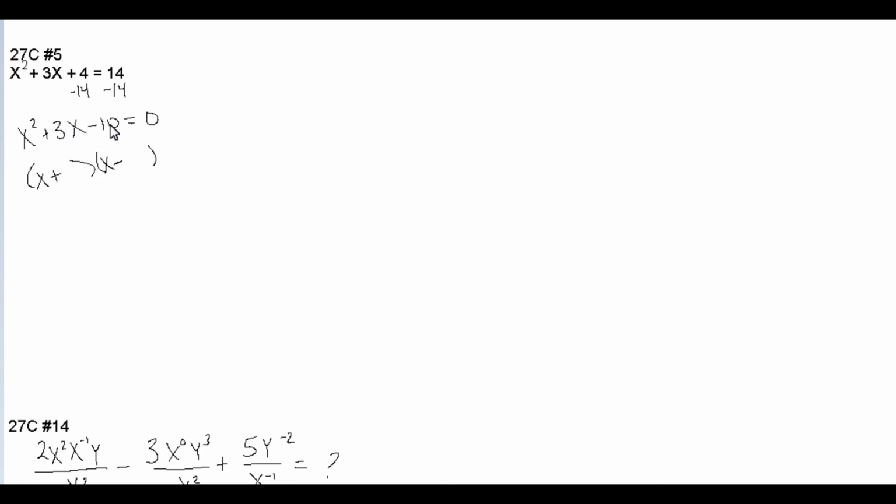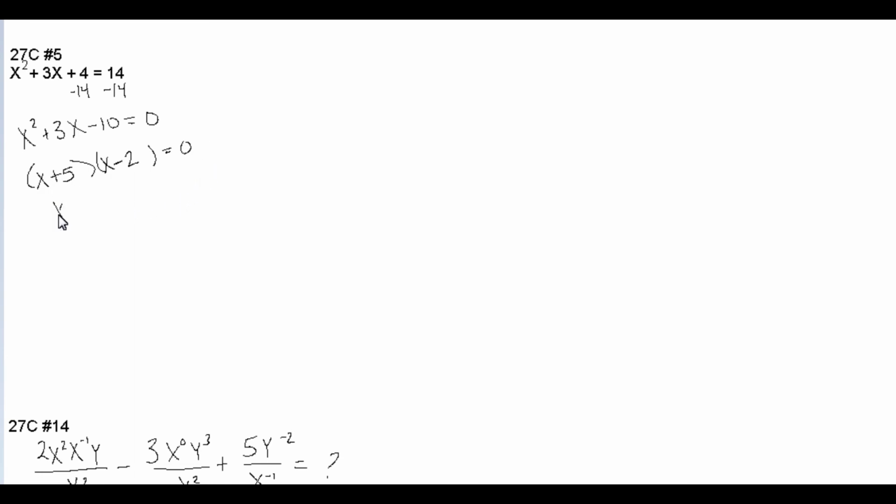So 10 and 1 would subtract and get us 9. The other choice is 5 and 2, and 5 and 2 subtract to get us 3. So we know that it's 5 and 2. Where do we put the 5? Where do we put the 2? Well, it's a positive 3, so we want the bigger number to be positive, and 2. And this is equal to 0.